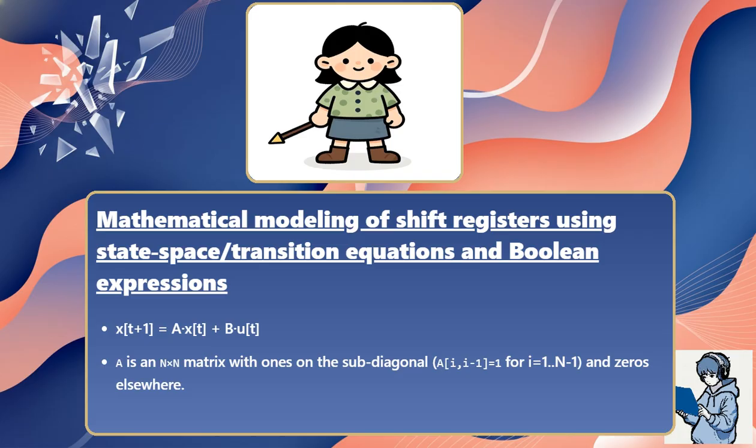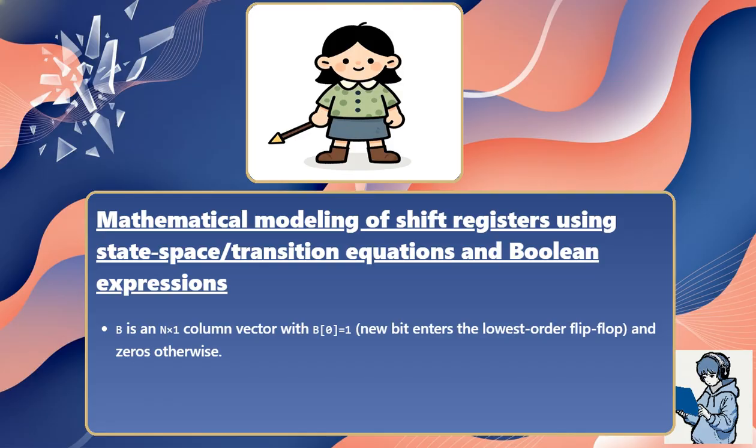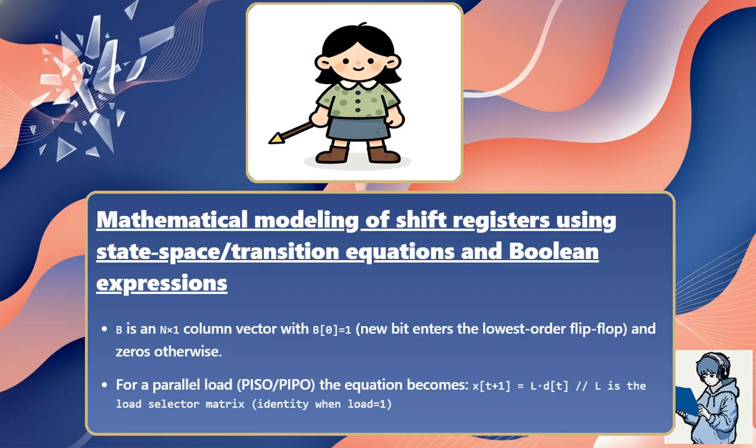A is an n by n matrix with ones on the subdiagonal: A of I comma I minus 1 equals 1 for I equals 1 to n minus 1, and zeros elsewhere. B is an n by 1 column vector with b0 equals 1. The new bit enters the lowest order flip-flop, and zeros otherwise. For a parallel load, PISO/PIPO, the equation becomes x of t plus 1 equals L times d of t. L is the load selector matrix, identity when load equals 1.